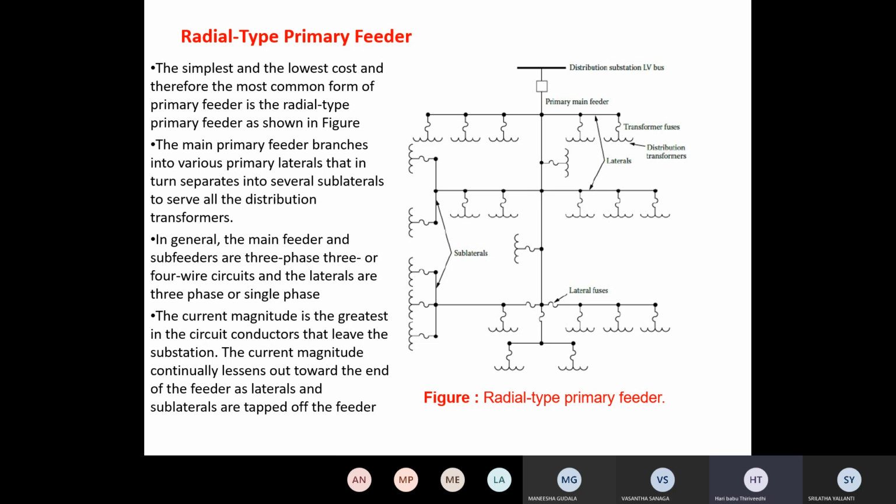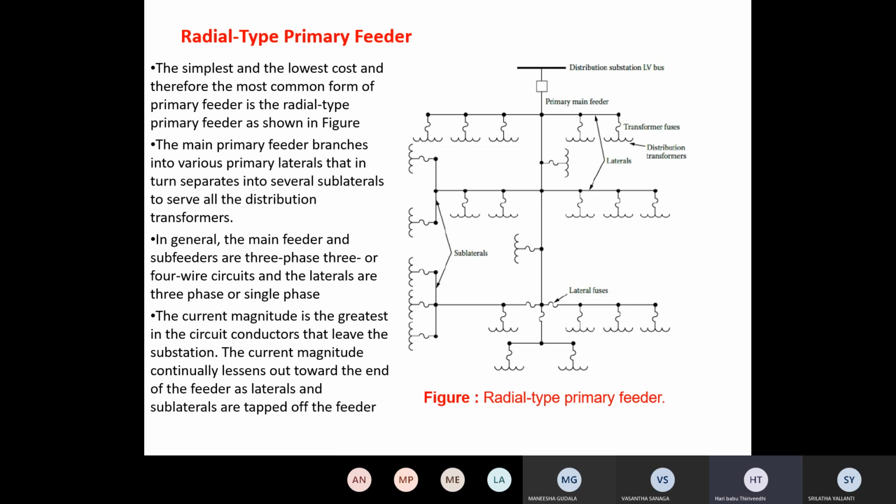Next, this is the radial type primary feeder, not a radial distributor. Last time we discussed the radial distribution system and the ring main distribution system. So it is not a radial distribution system, it is a radial type primary feeder. Feeder, types of feeders. Generally there is a feeder and there is a distributor.